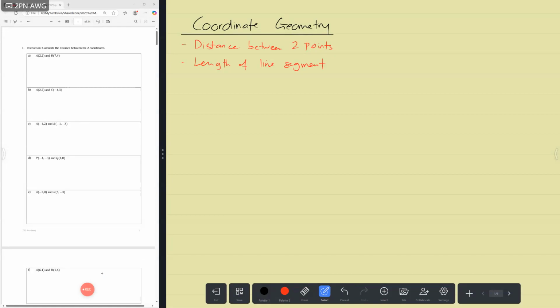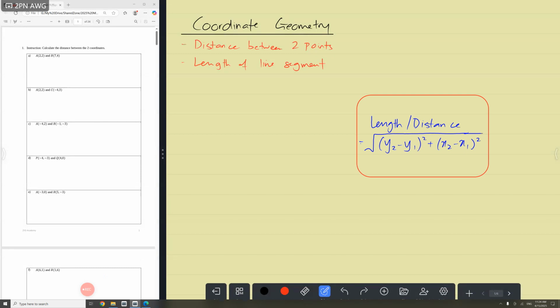And to find the distance or length, you need to use the formula, which is given by y2 minus y1 square plus x2 minus x1 square, and you need to square root the whole equation. Okay, the whole answer of the sum of the two squares. Some schools will teach you to find the length or distance, you take x2 minus x1 with a square here, plus y2 minus y1 with a square here, and the whole thing square root. Okay, it is the same thing, okay?